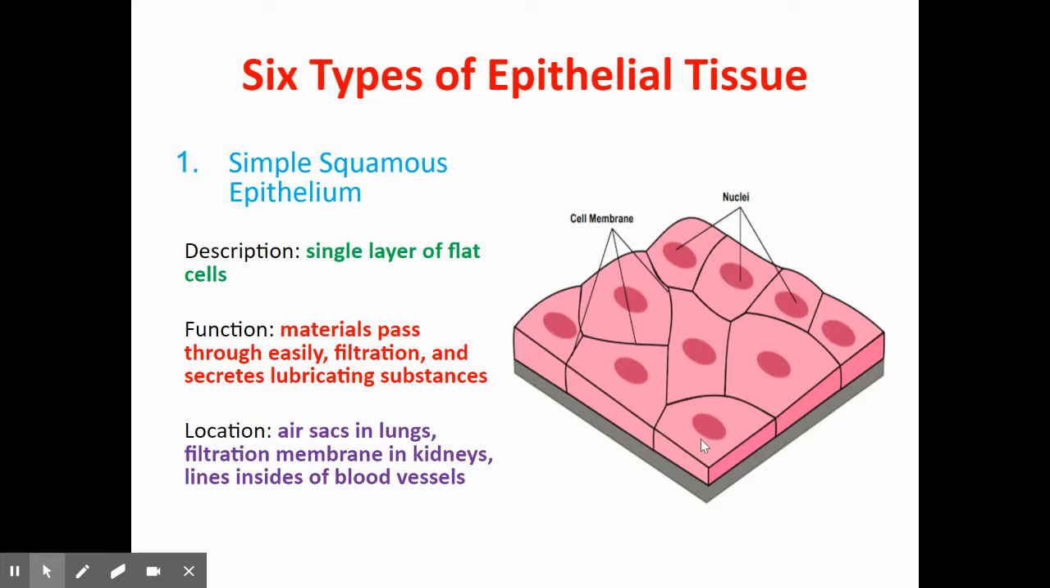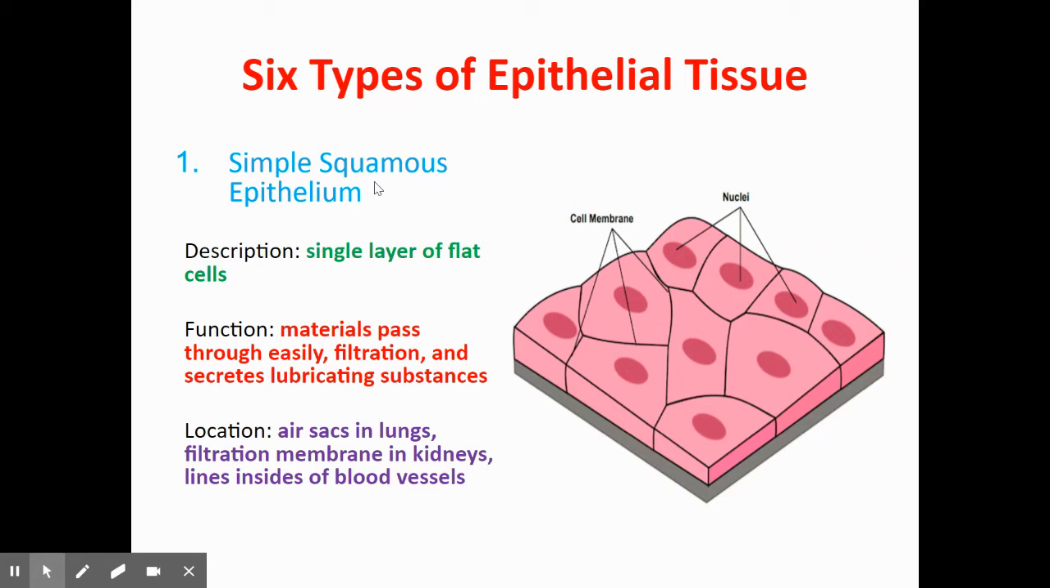There are 6 different types of epithelial tissue. The first type is called simple squamous. Once again, don't let the word scare you. You want to break it down. Simple means it has one layer of cells, and squamous means it's going to look squished. So simple squamous: one layer of cells, and it's going to look smushed. The advantage of this type of tissue is that it allows materials to pass through easily.